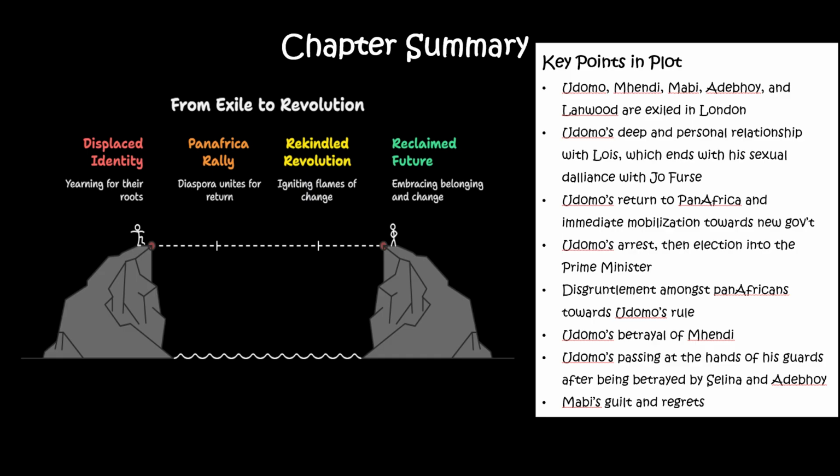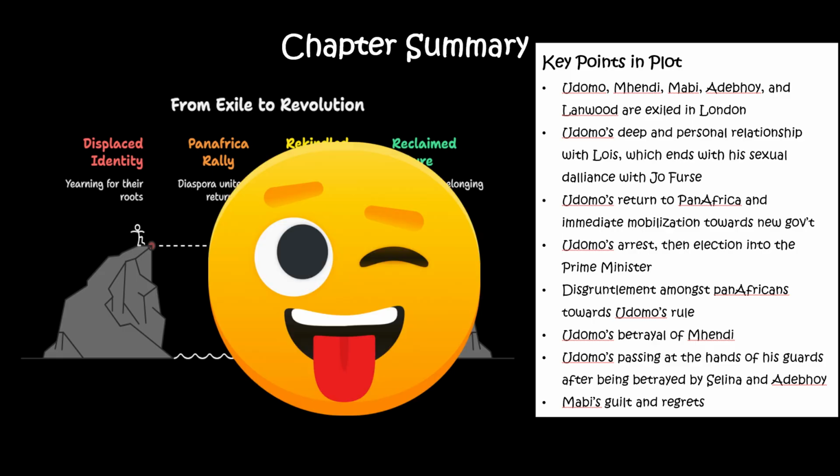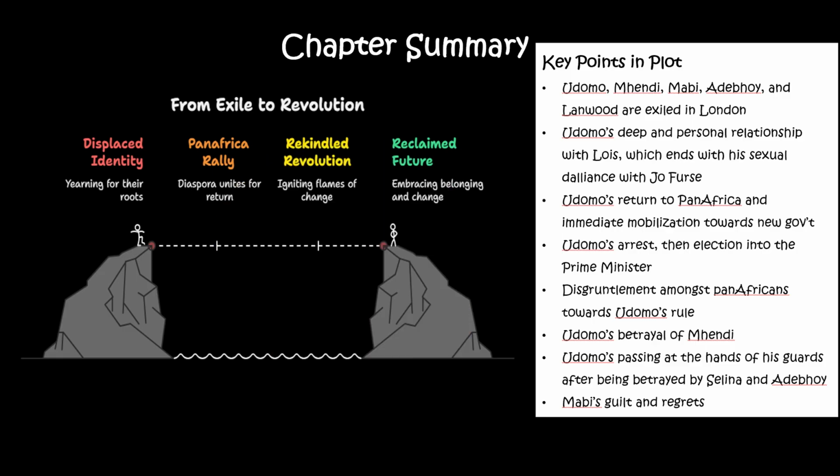Udomo, however, helps Menti with his passage to Pluralia, and in setting up Mabi, who still bears a grudge for what Udomo did to Lois, in a new government post in the mountains. Lanwood, however, struggles to fit in the new country and promptly disappears back to London.